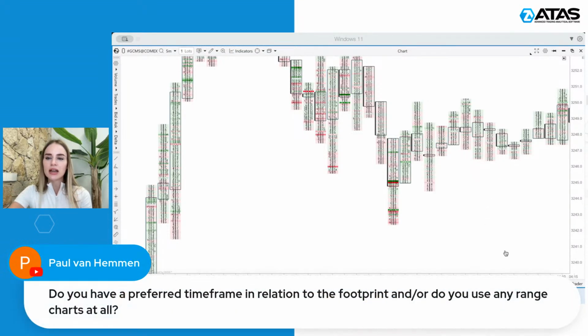Do you have a preferred time frame in relation to the footprint? Yes. So again, 5 minutes, 3 minutes, my personal preferences, and range XV chart.